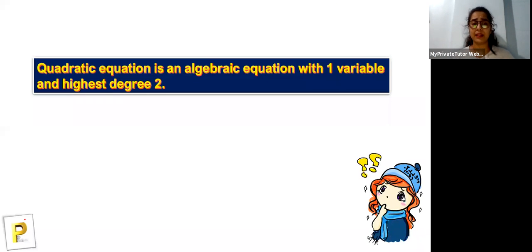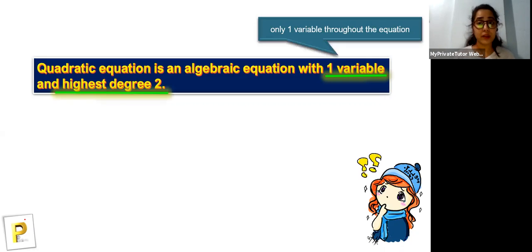What does this mean? This sounds quite different, right? It is an algebraic equation, it has one variable, highest degree 2. Don't worry, I'll be telling you. Let's talk about the quadratic equation we are learning. Algebraic equation: I've already told you that an algebraic expression with an equal to sign is called an equation. Now what is one variable? I've also told you that if you have only a single variable throughout the equation, it is one variable.